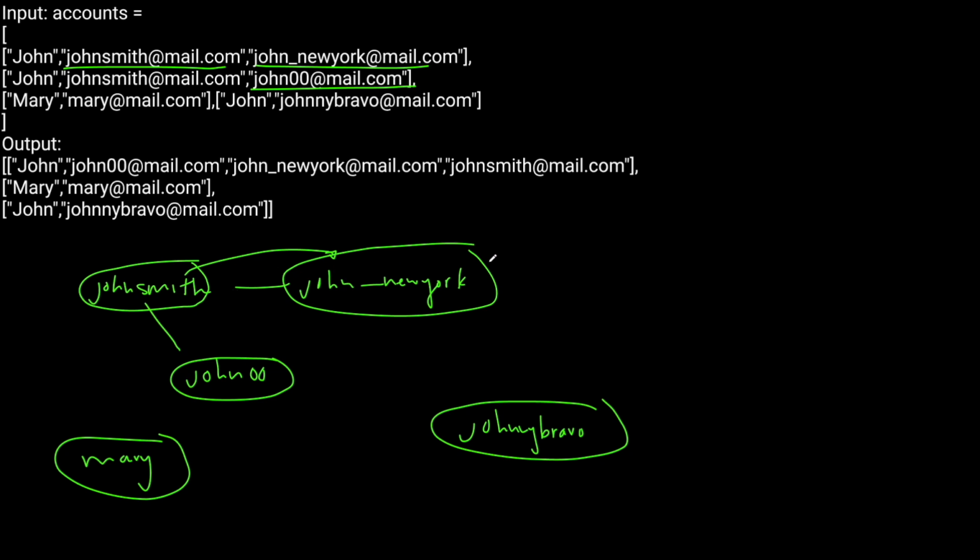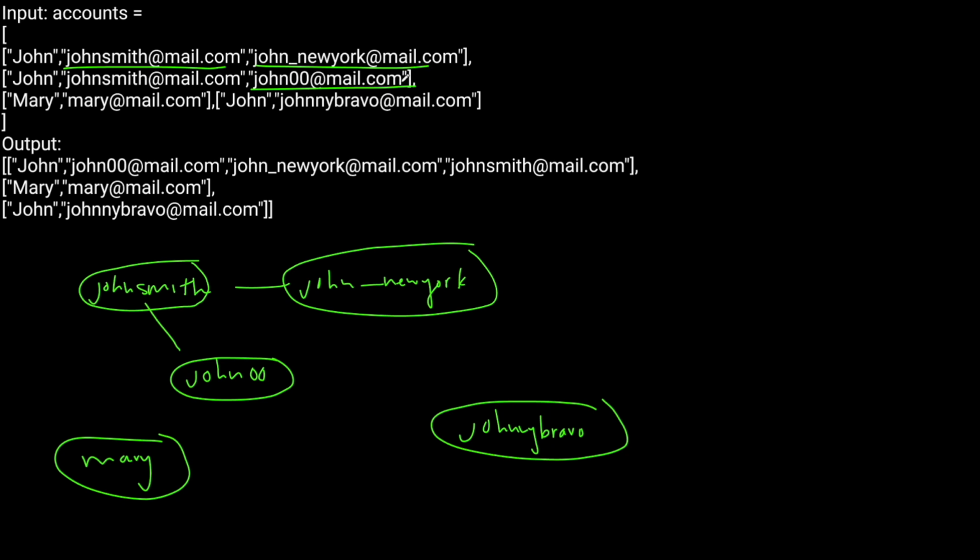So then from John New York, we'll try to go to all of its connections, but it doesn't actually have any other than John Smith. And since we've already come from there, we don't want to do an infinite cycle. And then from John Smith, we can also go to John 00. That way, we'll DFS into all of its connections, but it actually doesn't have any that isn't John Smith. So we're not going to go backwards because that would be an infinite cycle. And then we'd go to the next element in the graph.